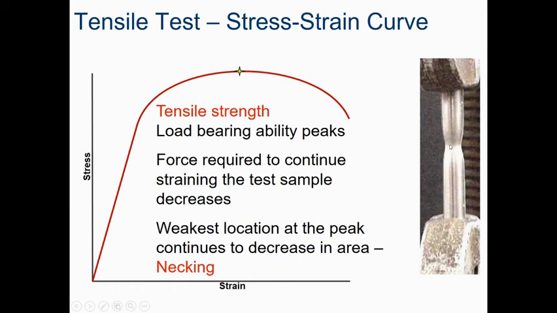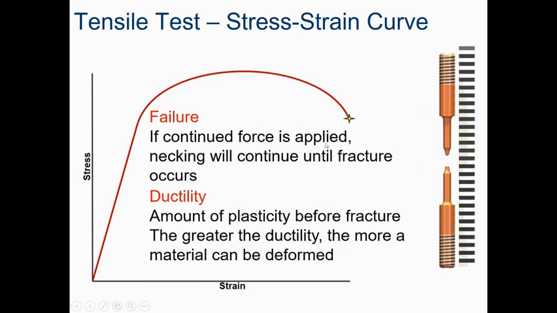Once that neck occurs, it's not going to keep stretching anything out here. We're going to see that the deformation is going to be occurring only in this region. As I pull farther and farther and farther, this neck is going to get more and more pronounced, more defined. So failure, again, we had talked about failure, so any point in here is failure. But if the continued force is applied, necking will continue until fracture occurs.